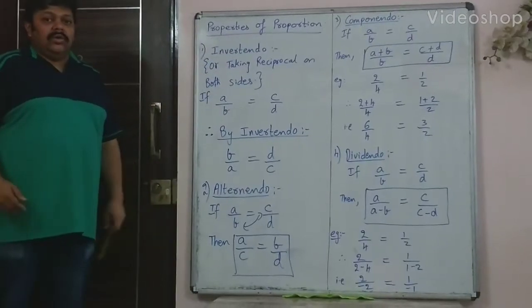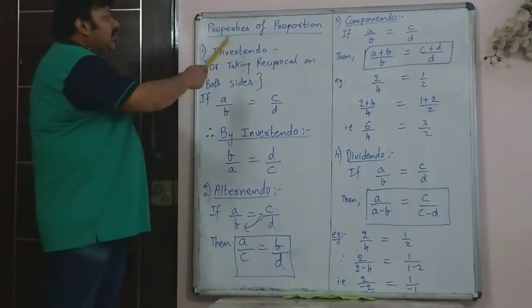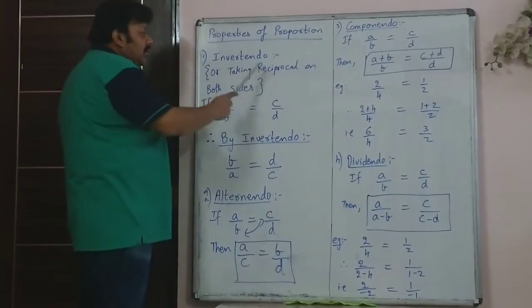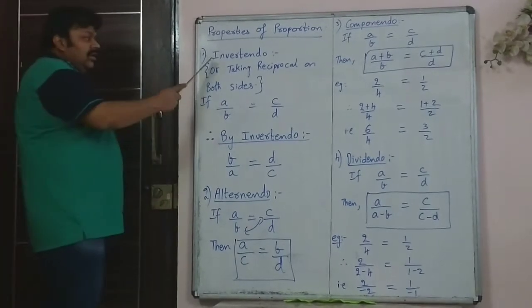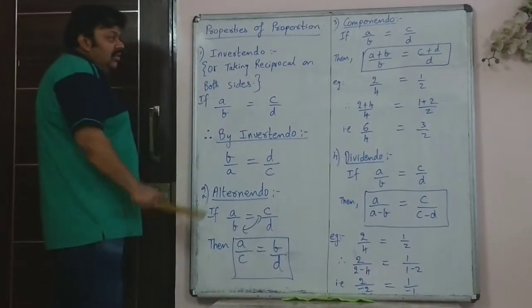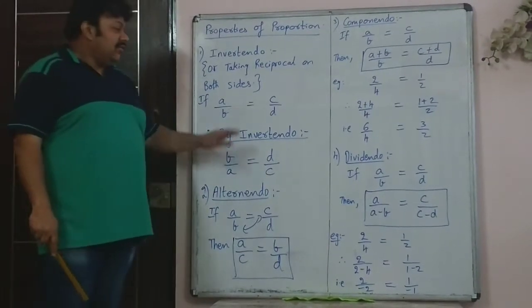Students, we are continuing now with the second part, that is properties of proportion. Now in properties of proportion, you have different properties. There are 5 different properties. One is known as invertendo. Invertendo is as good as taking the reciprocal of both sides of the equal to.